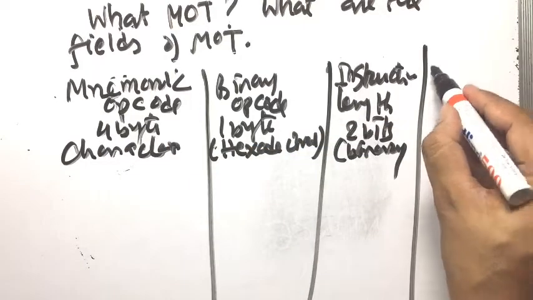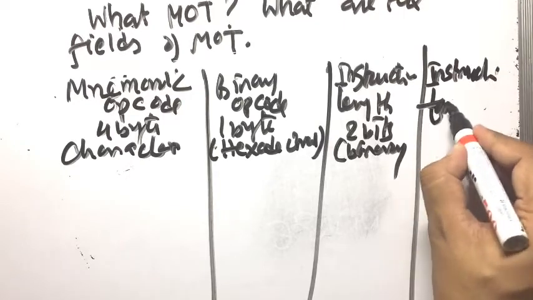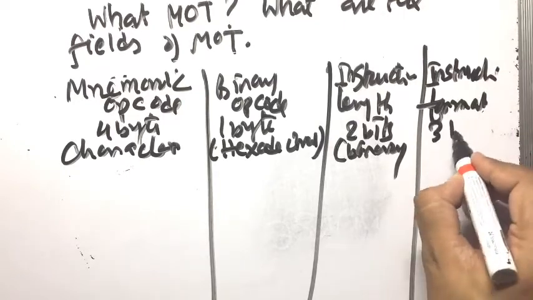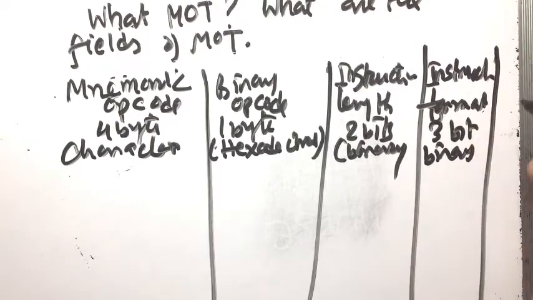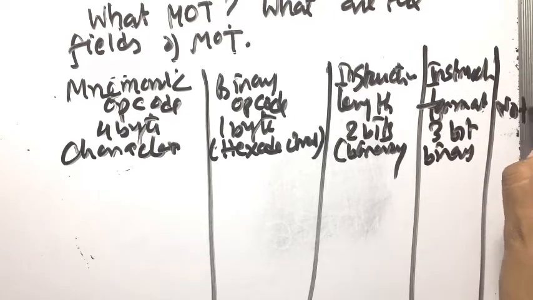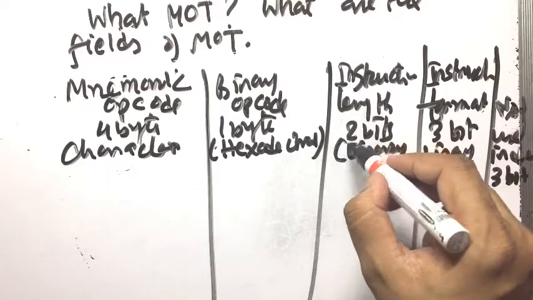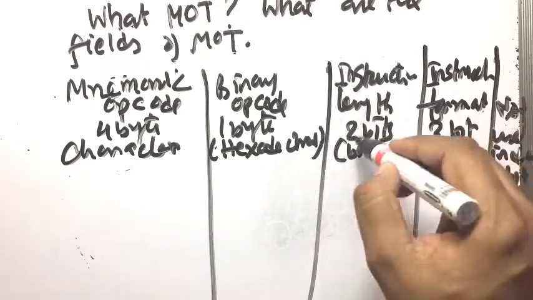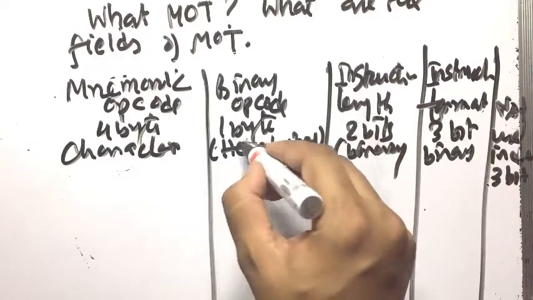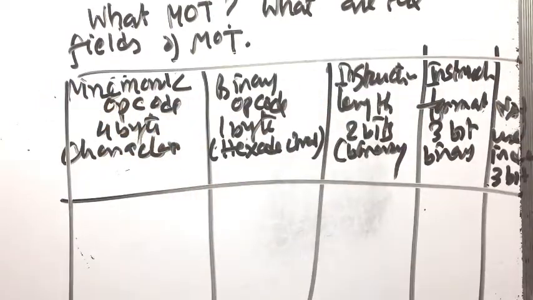Next is instruction format, 3 bit binary. And the last one is not used in design, 3 bits. 3 plus 3 plus 2, that is 8 bits, meaning 1 byte. 1 byte plus 1 byte is 2 bytes, plus 4 is 6 bytes. So this is the structure of MOT.